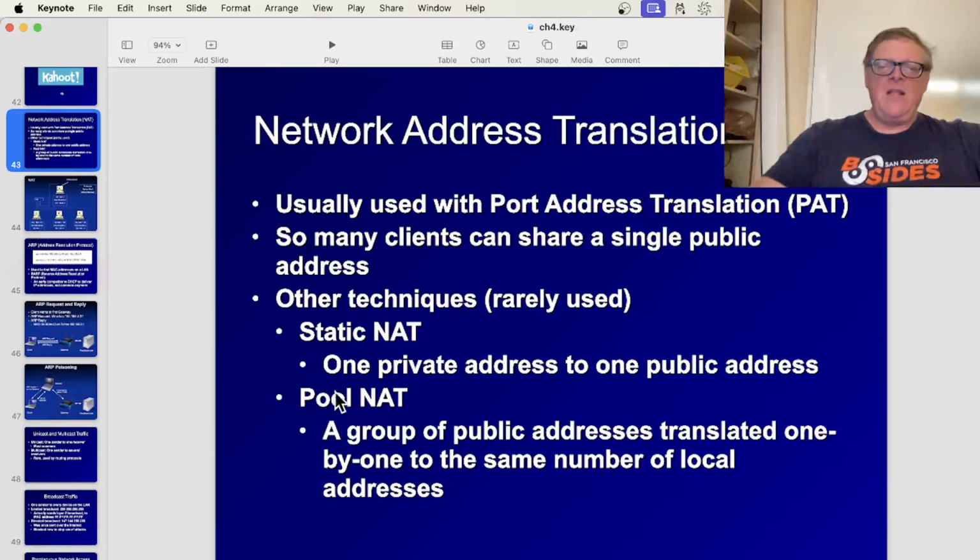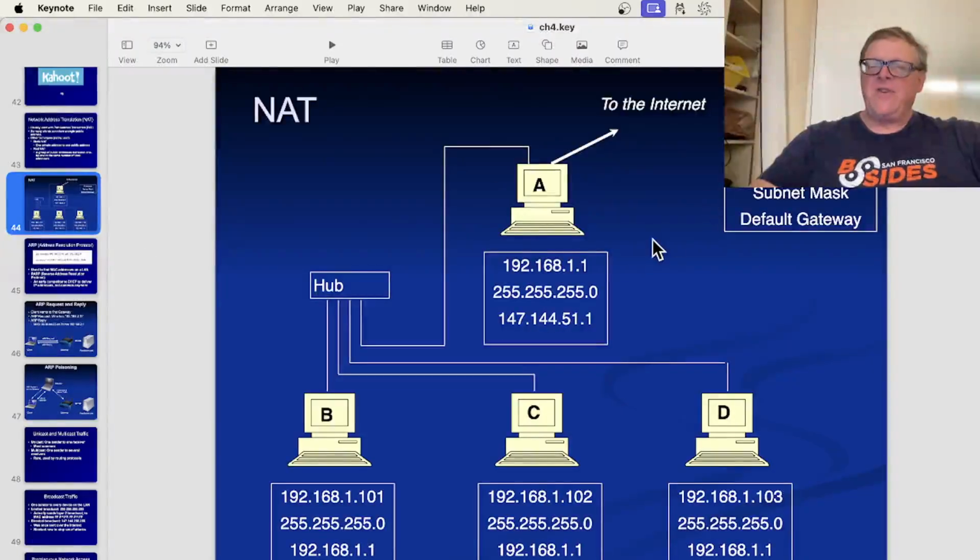All right. And then there's Pool NAT, a group of public addresses translated one by one to the same number of local addresses. Both of these are weird old techniques. What you mostly have is this. You have one public address out here, 147.144.51.1. Then this machine has a second network card with a private address.